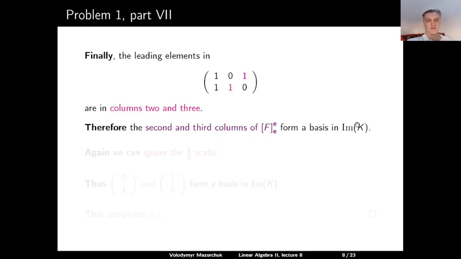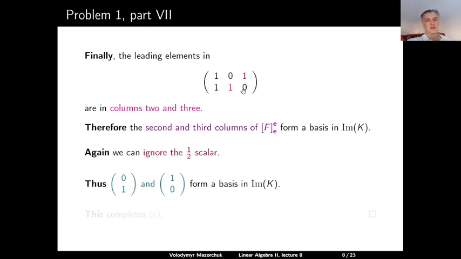So this should be f. And again, we can ignore the 1/2 scalar, so the corresponding vectors (0, 1) and (1, 0) form a basis in the image of f. And one can note that this is exactly the standard basis in R^2, but in inverse order. And this completes part C of our problem and hence the whole problem.